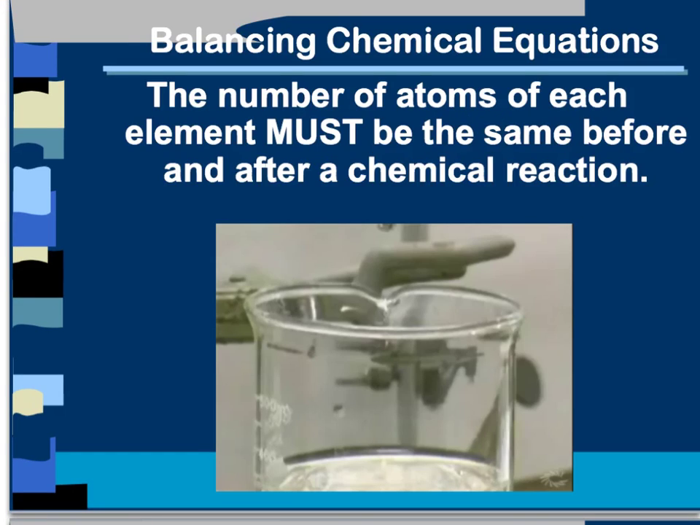So now one of the big ideas from this chapter is that we need to be able to correctly balance chemical equations. So very importantly is that the number of atoms of each element must be the same before and after a chemical reaction.